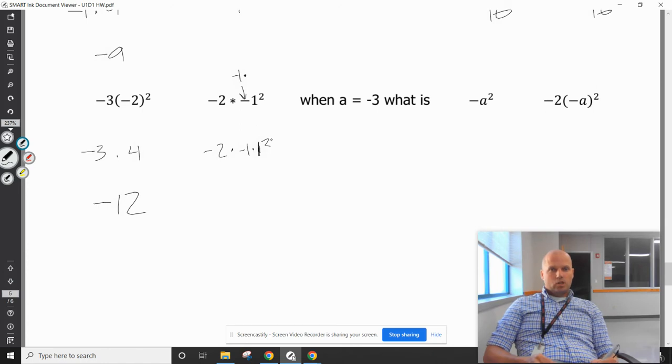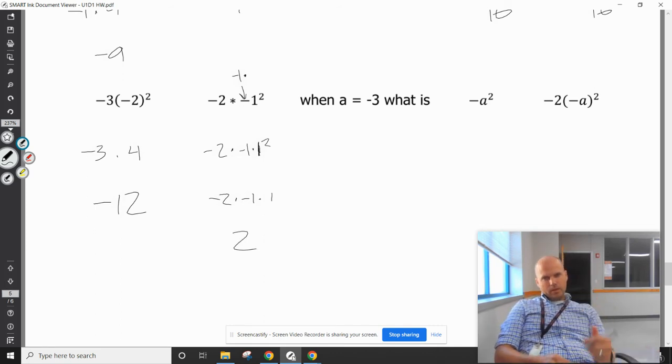Now, 1 squared gets taken care of. Just 1. Negative 2 times negative 1 times 1. Positive 2. Now let's substitute. These are tricky. I'm throwing tricky ones at you for a reason, just to see, like, can you follow the rules? Can you play the game?